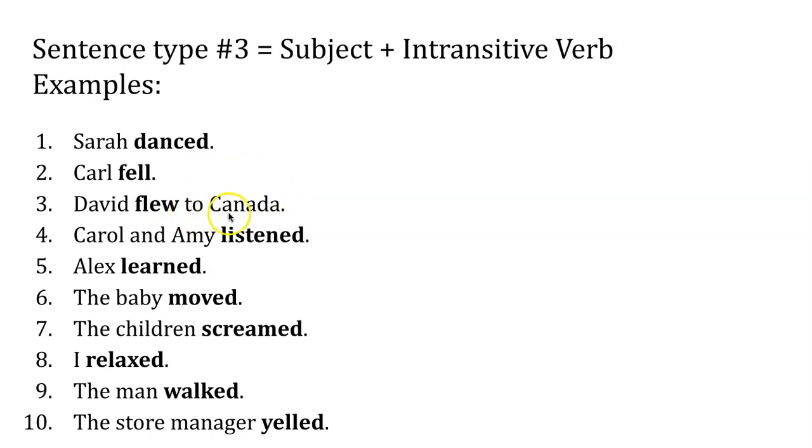Here we have "to Canada." This is a preposition. It's not an object because after flew, we do not need an object. The action does not transfer to the object, so we don't need an object.